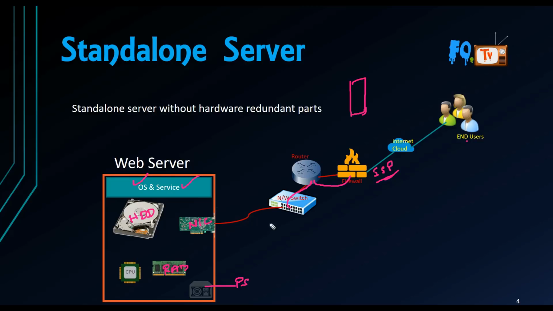If there is any failure of the components on the hardware side, for example the power supply fails, then what happens? The entire server goes down, and there is no service. The OS will go down, the service will go down, and whenever end users browse this web service, it says the server is not reachable, and they cannot access the server.